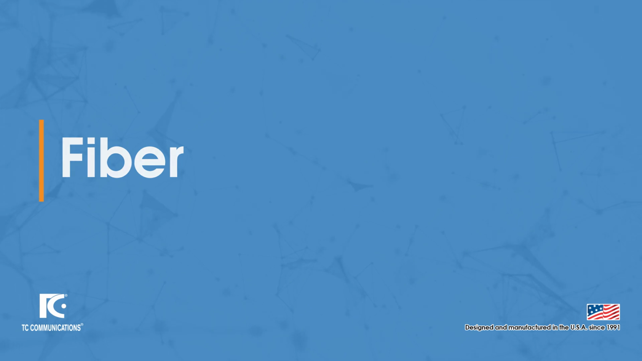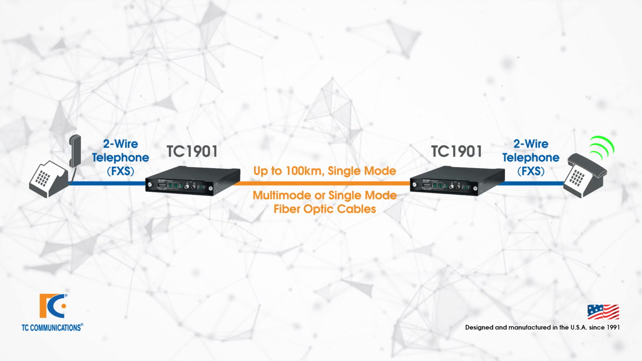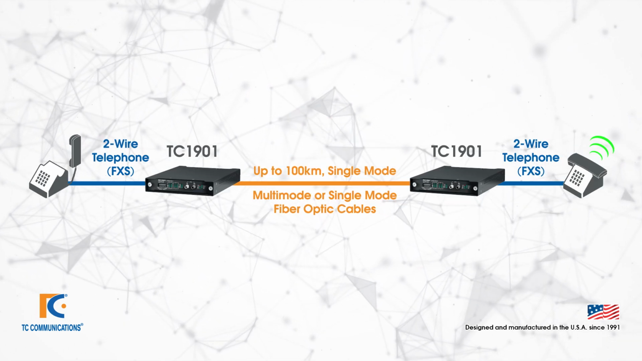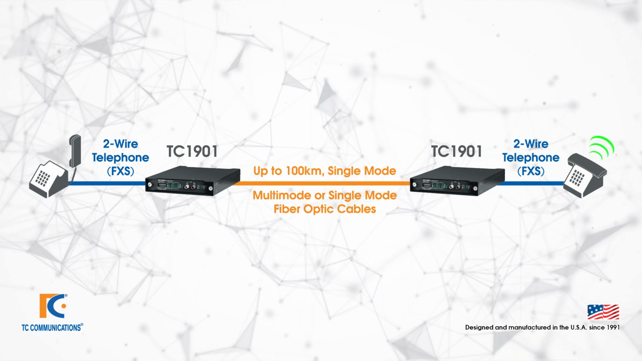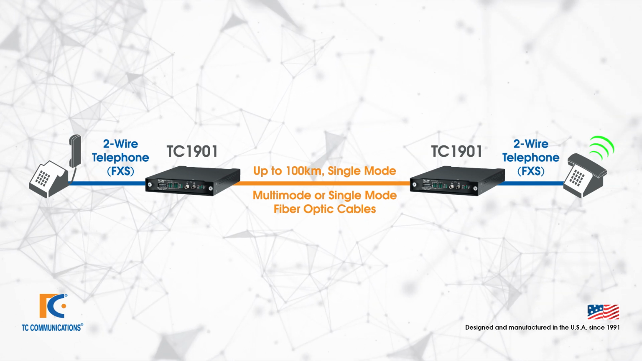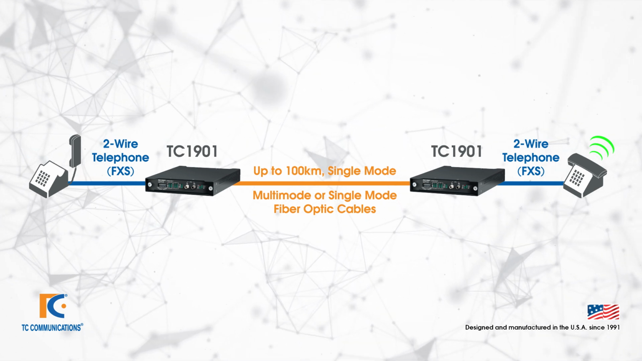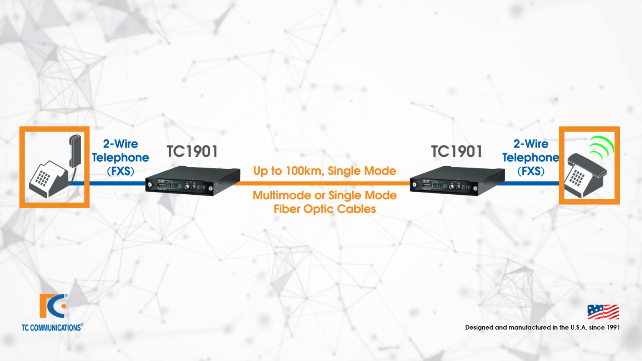Let's talk about a fiber-based crash phone solution using our TC1901. The TC1901 can be connected over a point-to-point application, and this product is connected with dual fiber. However, if you require single fiber, you can use our TC1903. Simply lift the handset at the local side, and the remote side will ring until it is picked up.